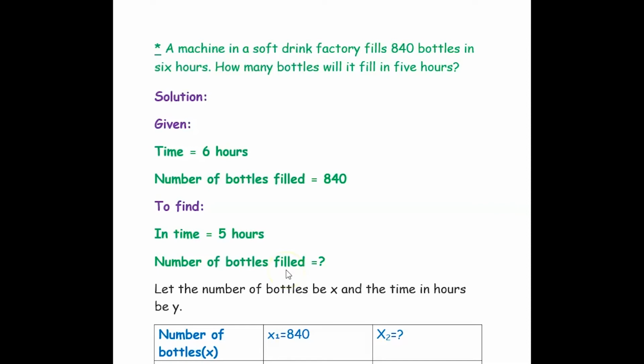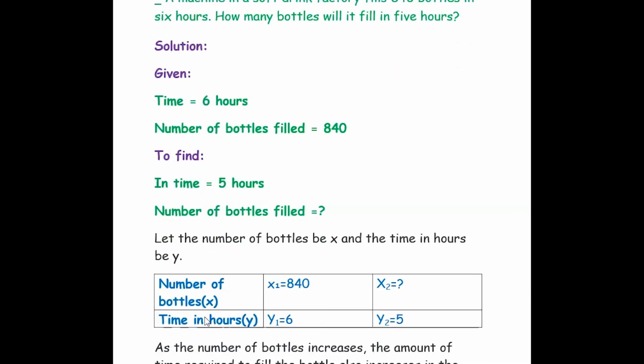Now let us take the number of bottles as X and the time to fill those bottles as Y. And as I said earlier, it is easy to find the relation and the unknown things if we write it in the form of a table.